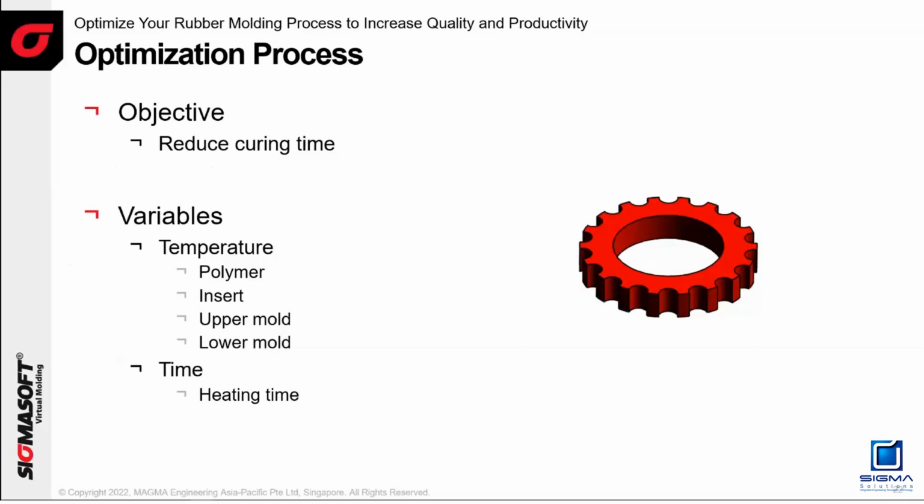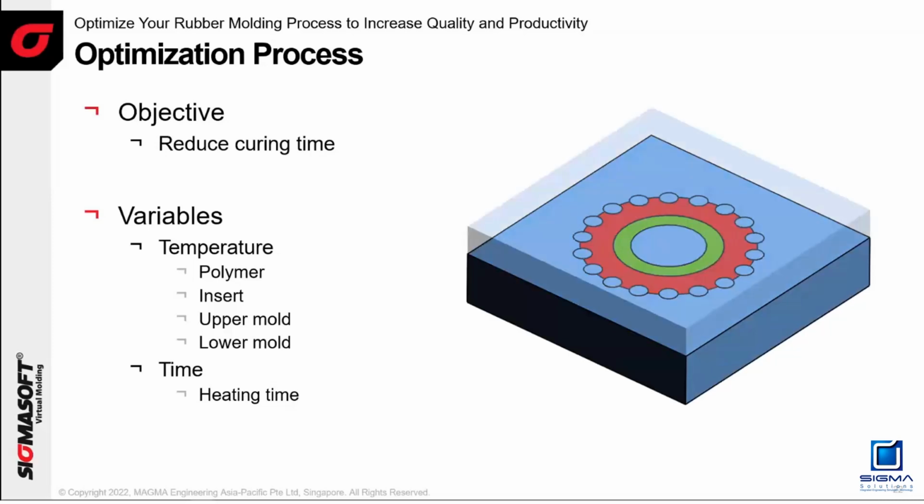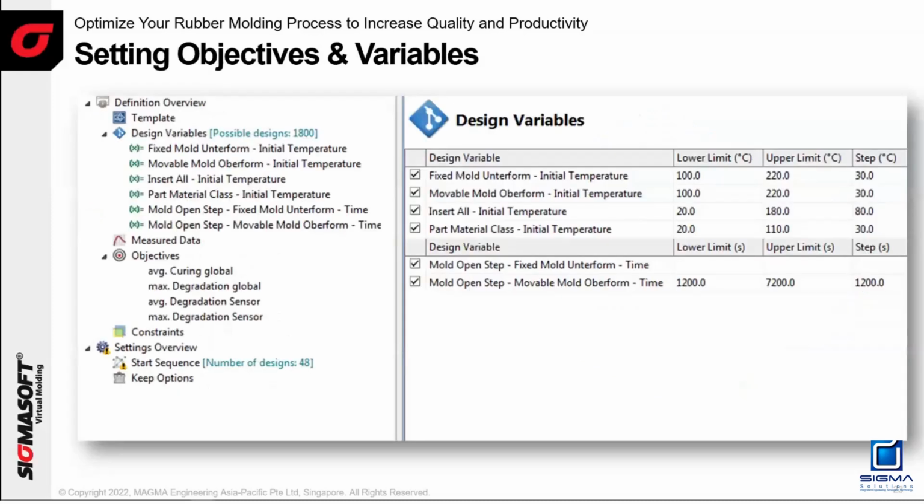Then what are the variables we have? We have the polymer, the temperature of the rubber, the temperature of the insert, the temperature of the mold, the upper mold and lower mold. And we also use the heating time as one of the variables. So in total we have 5 variables here. In SIGMASOFT, we can set our objective. As I mentioned, we want to increase the curing behavior, and we also want to know what the degradation behavior is when we increase the curing.